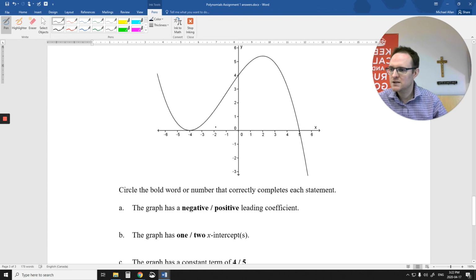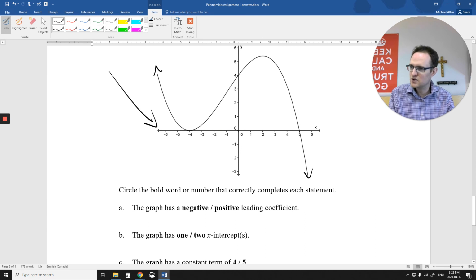Use the graph to answer the question. So this has a negative leading coefficient. You can see it starts up here, it ends down here. It's going in this direction, going downwards. If I were to connect the dots from one end to another, it's going to be going this direction. So that there is a negative leading coefficient. So I'm going to circle negative.